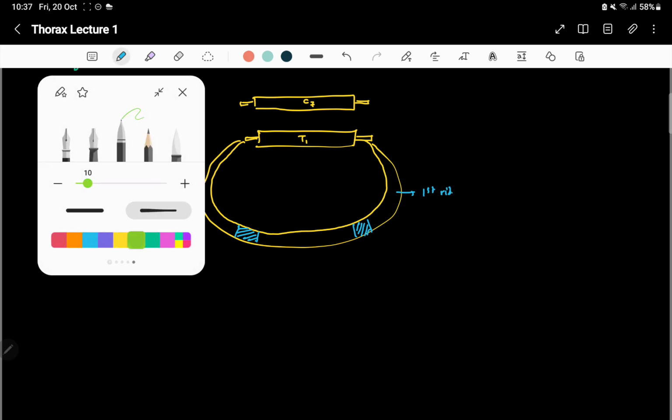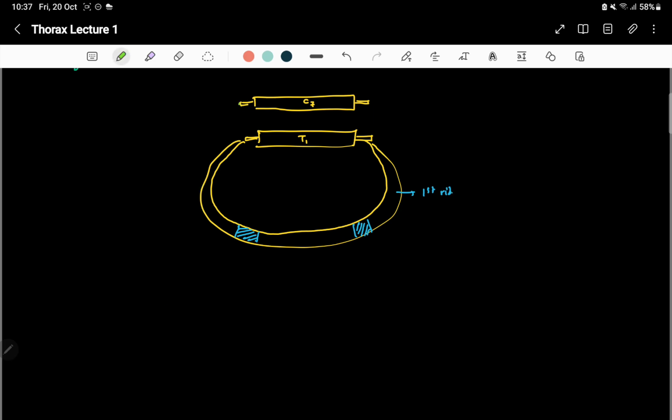So where does Simpson's fascia extend? Simpson's fascia starts from the transverse process of your C7 and extends till the costochondral junction, the junction between your ribs and your cartilage, and extends to the inner border of your first rib. This is your Simpson's fascia, this and this both. So what is the extent of your Simpson's fascia?